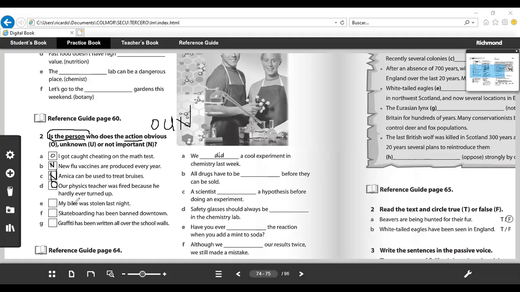Now, letter E. My bike was stolen last night. Now, is that obvious, unknown, or unimportant? This one is going to be unknown.